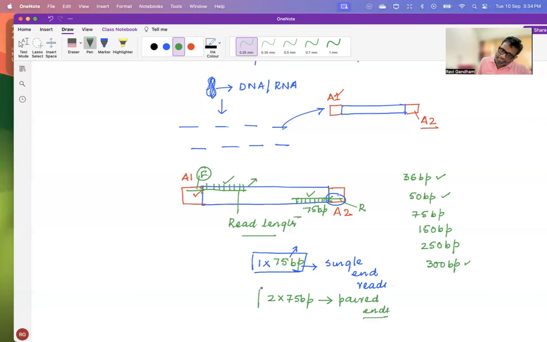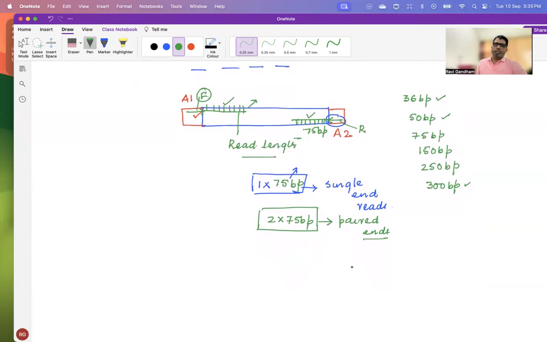If you are generating sequences only from one primer, that is the forward primer, it means that it is a single end read. And if you are generating reads from both directions, from both the forward and the reverse primers that would attach to the A1 and A2 adapters, then it is paired end reads. And these sequences from the forward and reverse would correspond to the same fragment.